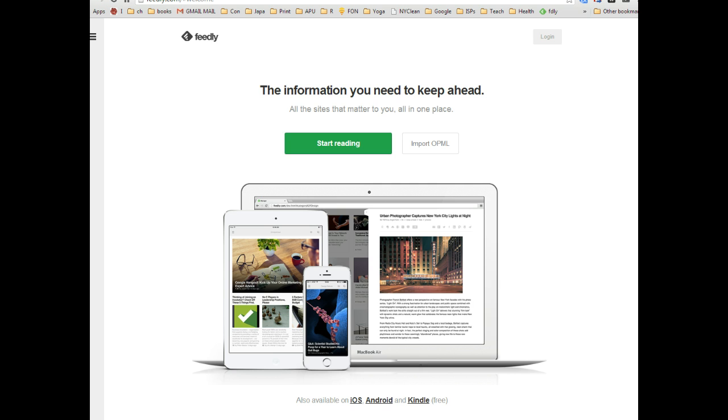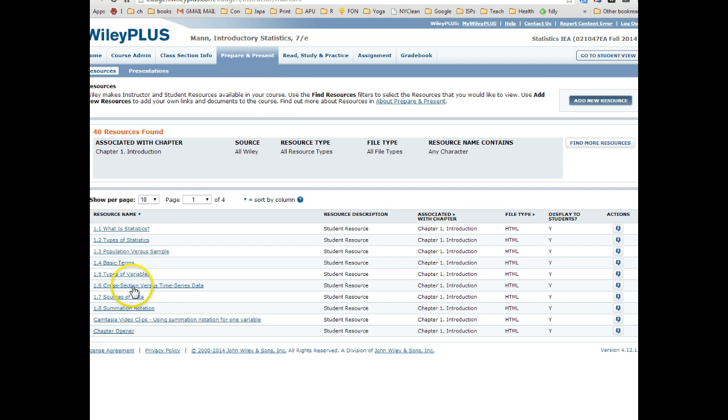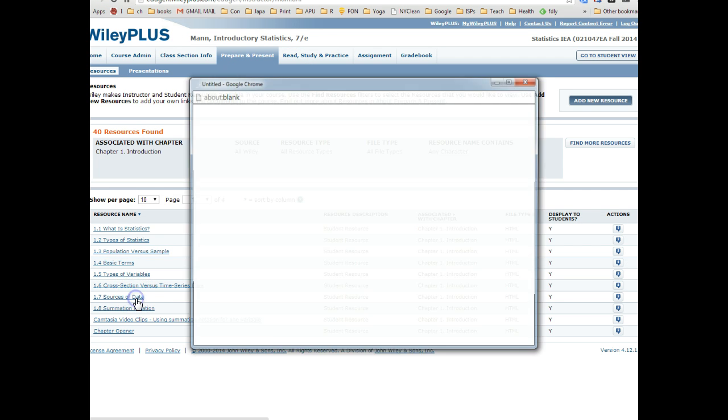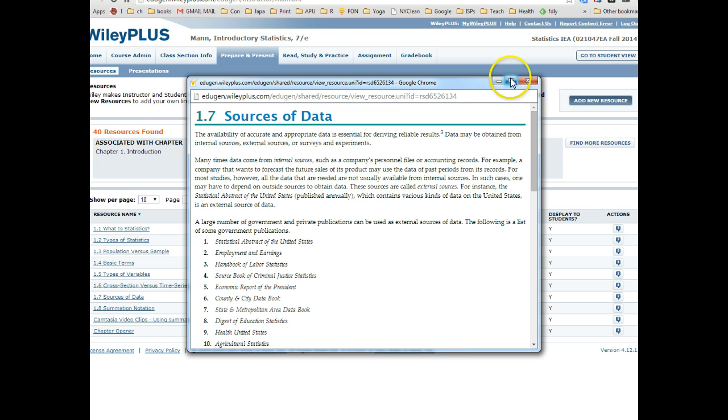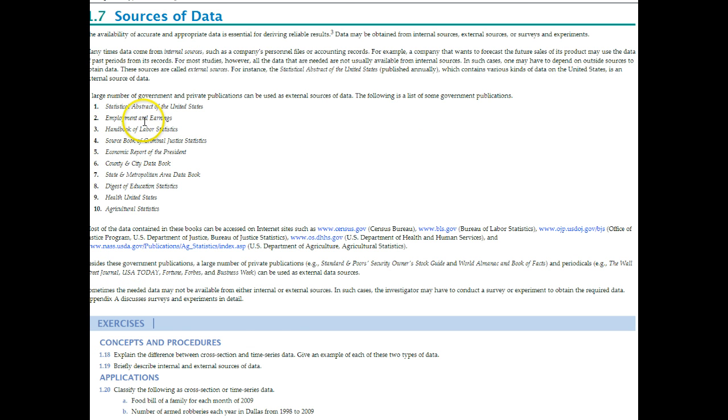Now let's go to here. Sources of data, what's that about? They're just telling you that you can get sources of data. There are a lot of different places where you can get data, and now there are so many places on the internet. But these are just a few places where you can get economic data and other kinds of data.